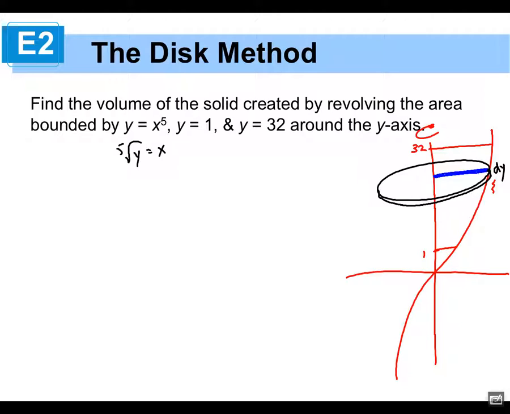Right minus left. The right side is that function, the fifth root of y, minus the left, which is 0. So you probably don't need the minus 0, but I'll throw it in there anyways. That's my radius. Okay, so now calculating the volume of that disk would be the radius squared times pi times the thickness. So we're going to get an integral from what to what? Right minus left.